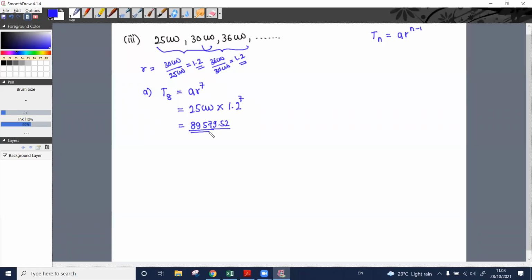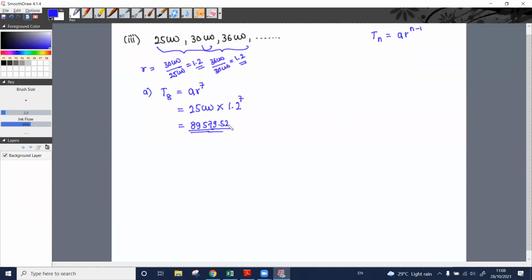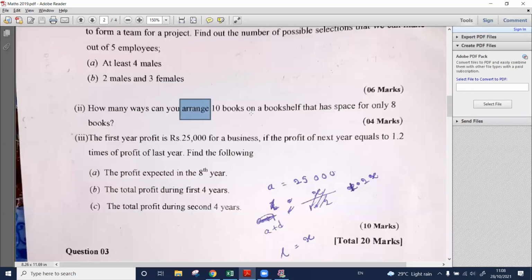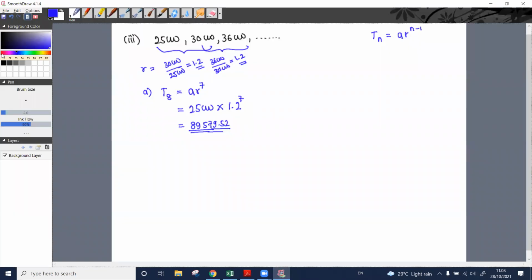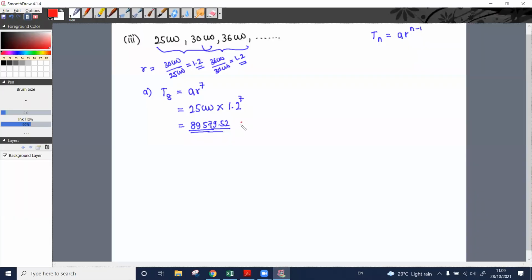89,579.52. So this is the profit expected in the 8th year. Right. So if you got this one correct, you can give 3 marks.